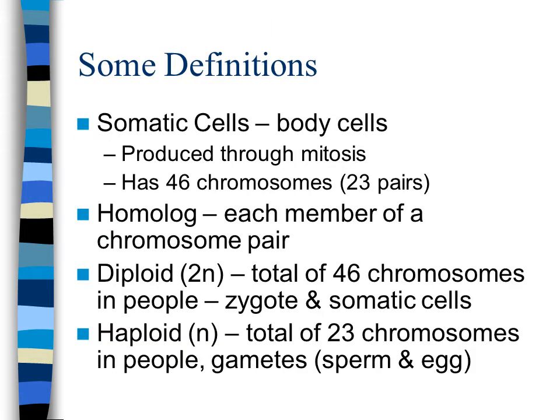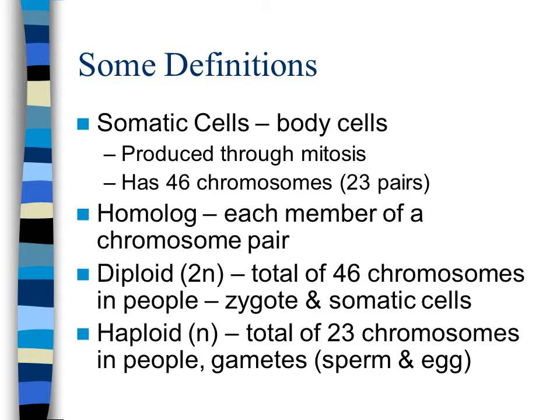So some definitions to start off with here. First, somatic cells. Somatic cells are your body cells. These are every cell in a human body except for, in females, the egg cell and, in males, the sperm cell. And these are produced through mitosis. Simple division of the currently existing cells then results in having these somatic cells. And we have 46 chromosomes in the nucleus of every single cell.